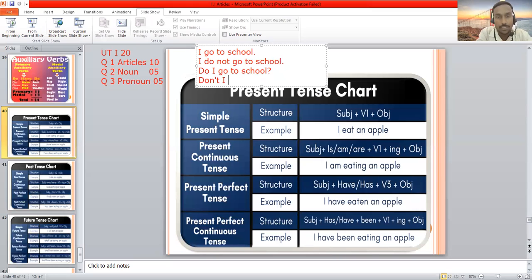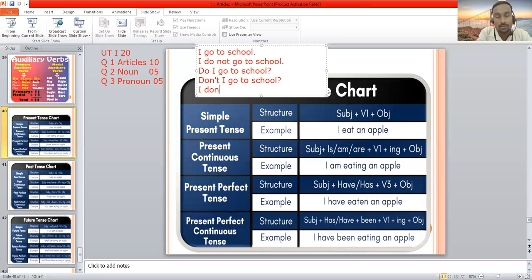Don't I go to school? Yes, don't I go to school? Okay, and if you want to get the question tag, can you tell me I go to school? This is one sentence, so what will be the question tag of this sentence?